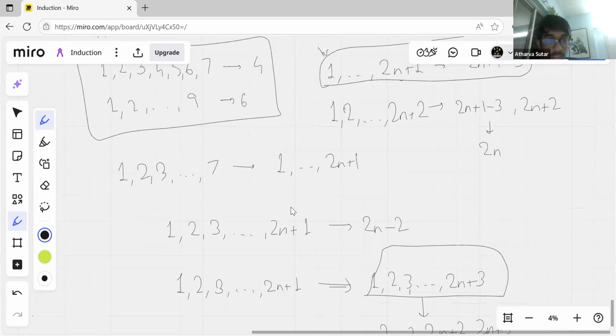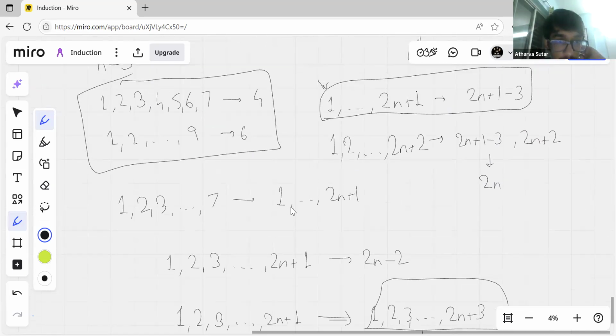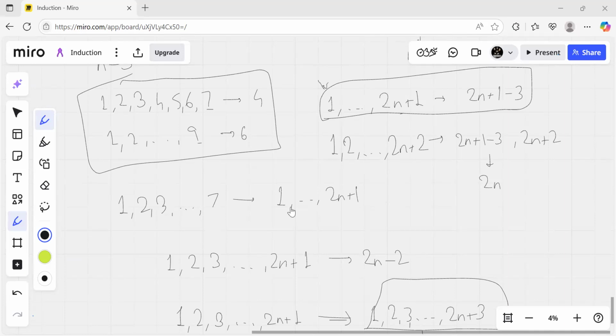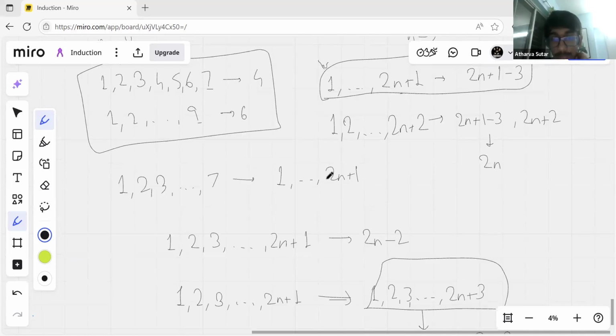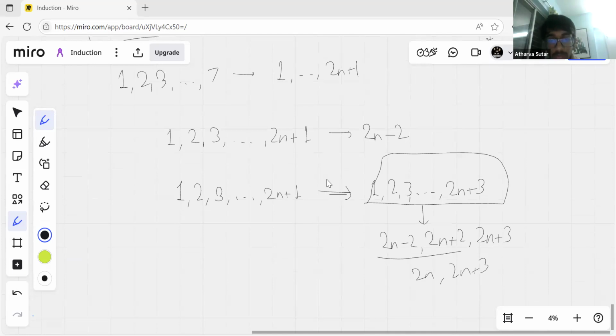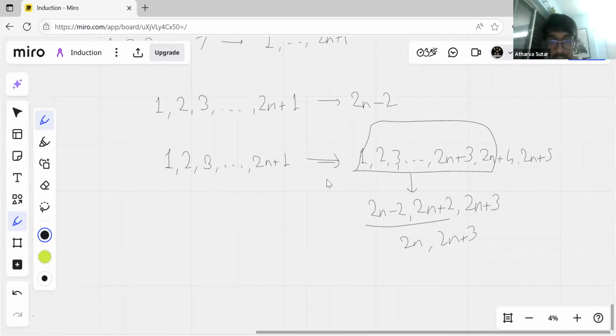But notice that the information given is that it's true for 7 and for 9. So what idea does this give you? 2n plus 5. Yeah, exactly. So you want to prove that if it holds for 2n plus 1, then it will hold for 2n plus 5. And after this, it's just construction.